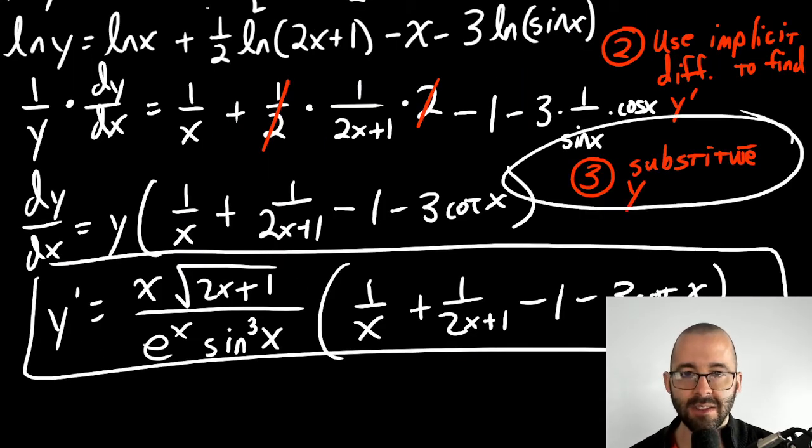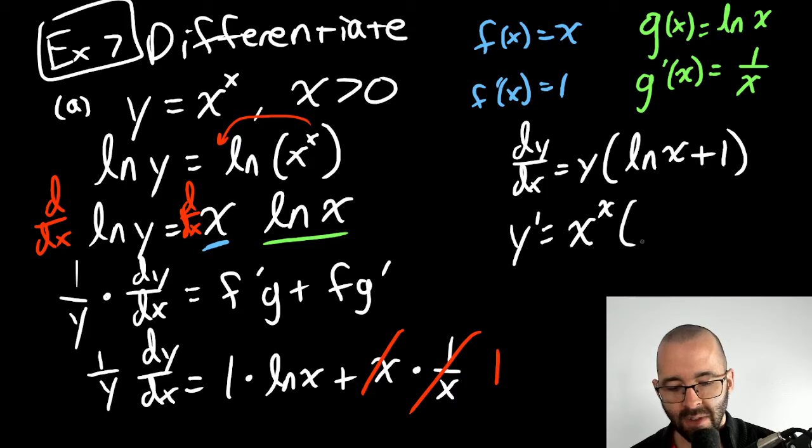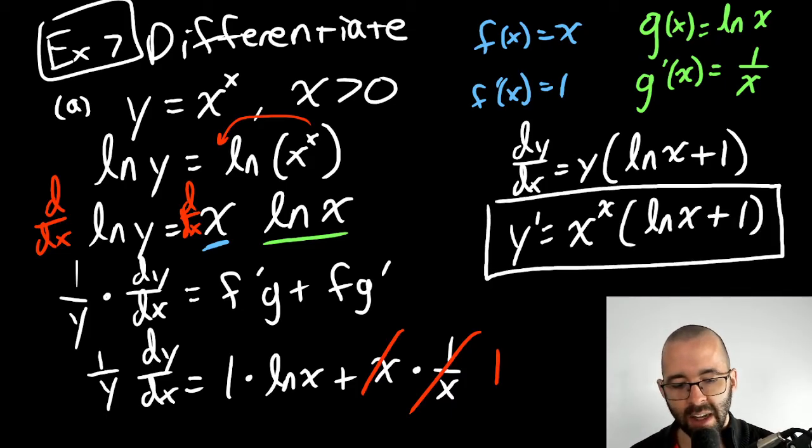That brings us to our final step. Substitute y. y is x to the x. So y prime is equal to y, which is x to the x, times the natural log of x plus 1. And that is a way to take the derivative here.